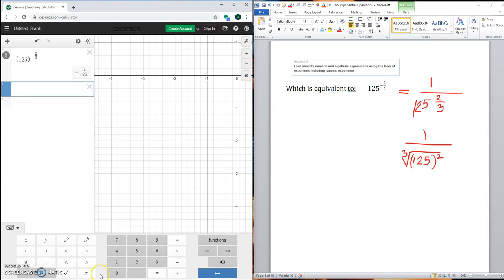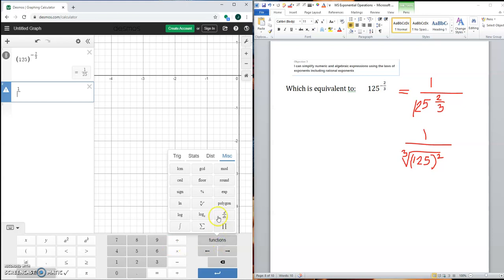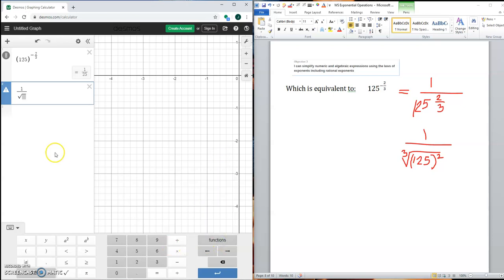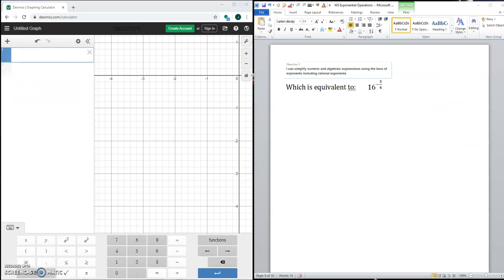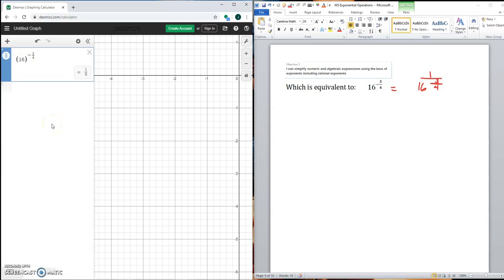So I'm going to show this to you. 1 divided by, you're going to click on functions under miscellaneous, this one right here. You're going to click on cube root, and then inside you will type 125 close parentheses power of 2. Okay, here you go. So again, this next example, I want you to plug it in on decimals. So after plugging it in on decimals, we see this decimal, and that is the fraction.